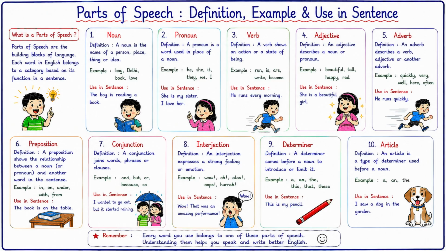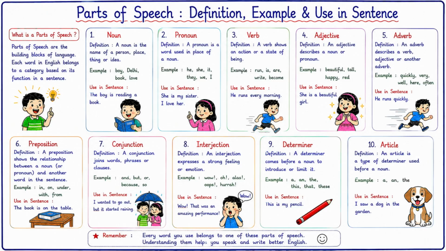Next, we have the pronoun. A pronoun is a word used in place of a noun. Pronouns help us avoid repeating the same noun again and again. Common pronouns include I, you, he, she, it, we, they, him, her, and them.